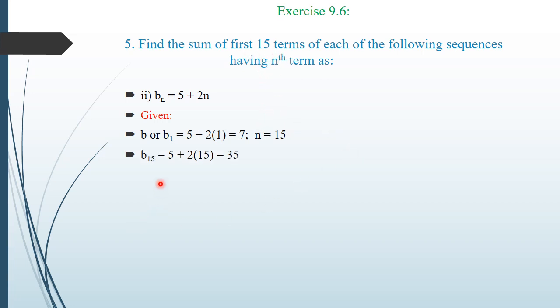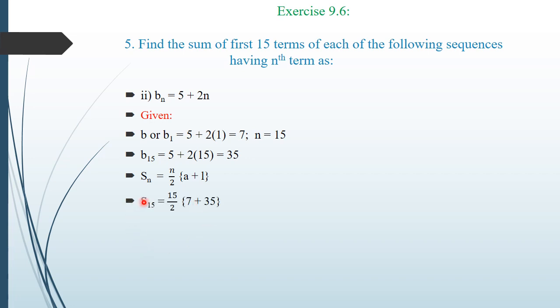will be 15. Applying the formula, in order to calculate the sum up to 15 terms I need the 15th term. Therefore b15 is equal to 5 plus 2 into 15, that is nothing but 35. Applying this same formula again, Sn equal to n by 2 into a plus l, where l is the last term up to which we need to calculate the sum.